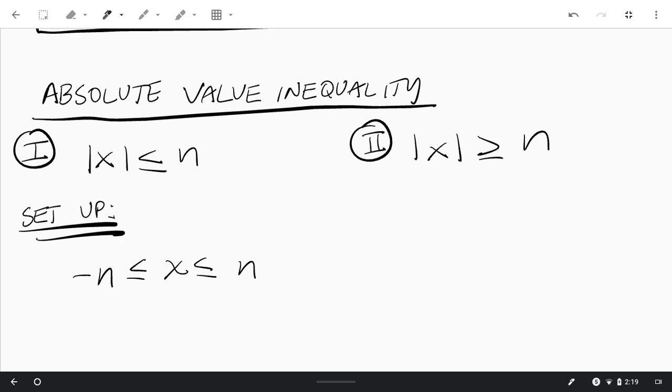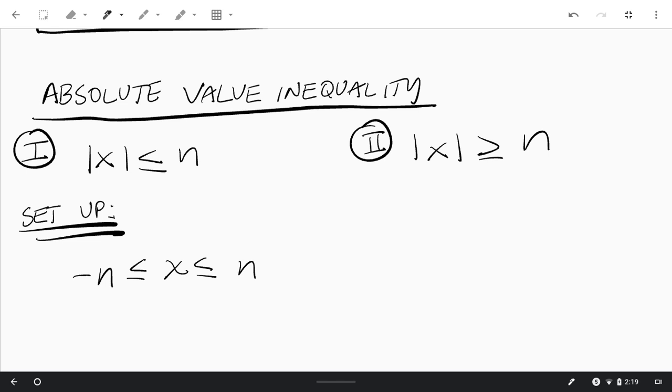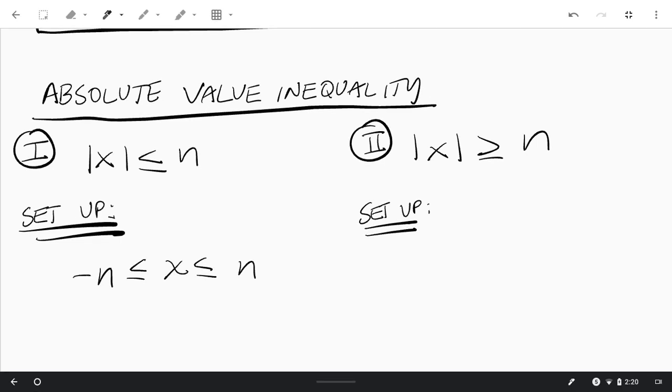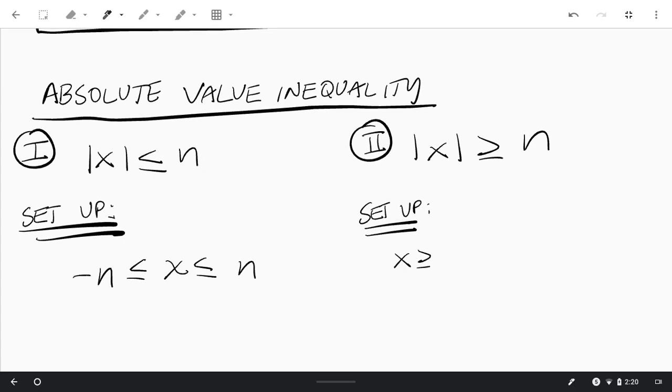Okay, so this is how you would set up your inequality, and you don't have any absolute value symbols here, and then you would proceed to solve for x. This one over here, you're going to have two separate inequalities. Since you want your absolute values to be bigger than or equal to n, you're going to have one that's greater than or equal to n, or less than or equal to negative n.